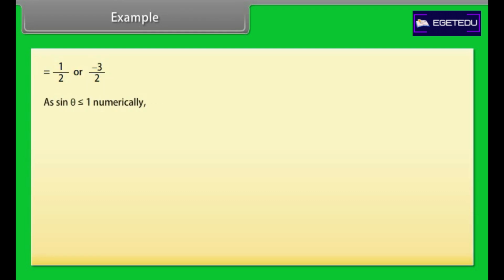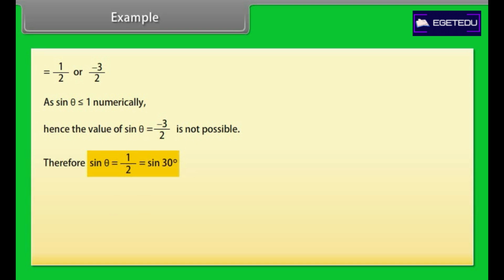As sine of theta is less than or equal to 1 numerically, hence the value of sine of theta equal to minus 3 by 2 is not possible. Therefore, sine of theta is equal to half is equal to sine of 30 degree. So, theta is equal to 30 degrees.